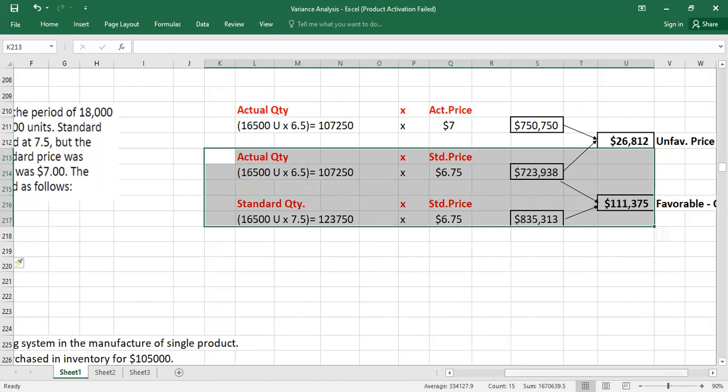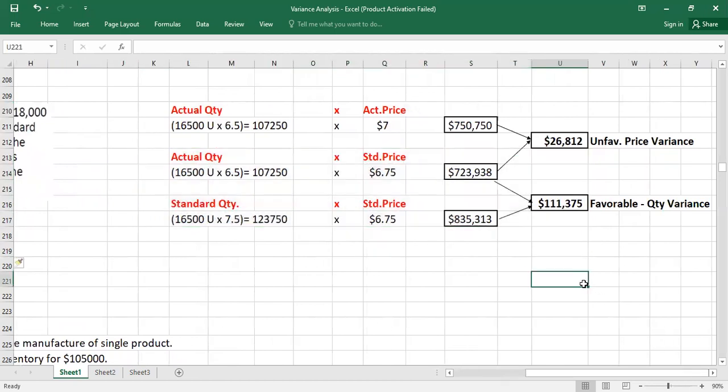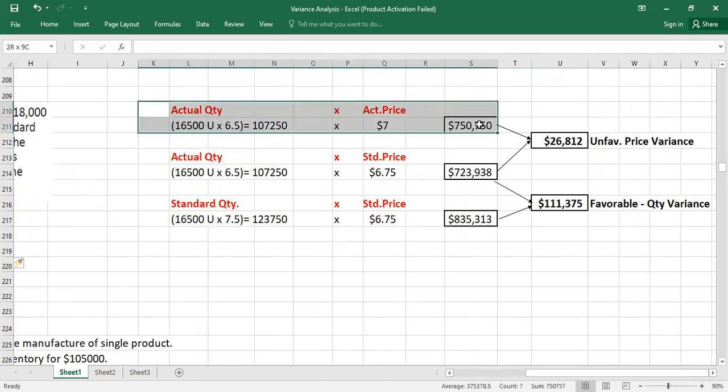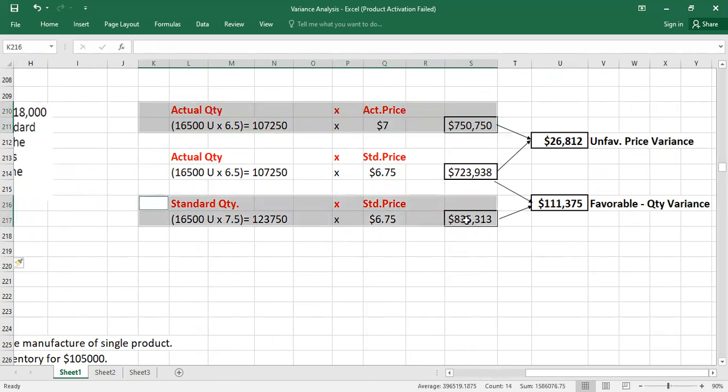Now if you want to calculate the total variance, guys, the total material variance, you take this material price variance and this quantity variance and just net them off, and you will automatically get the total variance. And if you want to calculate the total variance by using a formula, take the difference of the first line, which is this one, and the third line, which is this one. This will result in the same value. I hope it is clear.